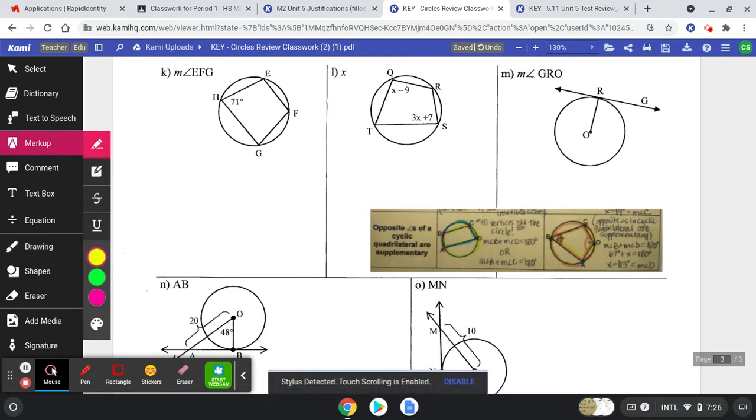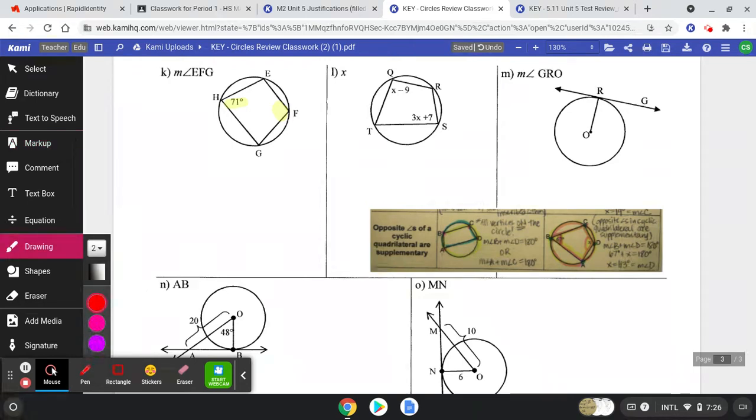So that means that this 71 over here and angle EFG over here are going to add up to 180, and that's it. So we're going to go ahead and set this up and write x plus 71 equals 180. Subtract the 71 from both sides, and we get 109 degrees.